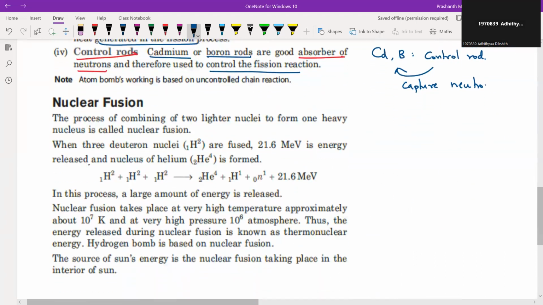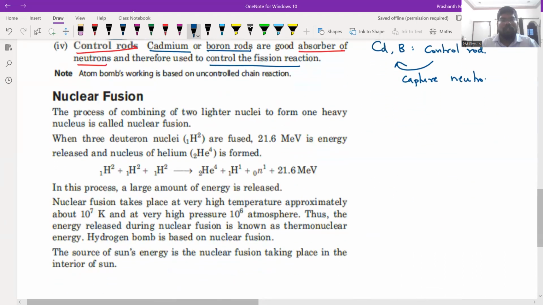Okay, coming to fusion. The example for fusion, where it occurs, is in the stars. Why only stars for nuclear fusion to take place? Because it requires very high temperature, around 10 power 7 or 10 power 8 Kelvin, and also very high pressure, around 10 power 6 atmospheres. Only at these high temperatures and pressures can the nuclei come close.